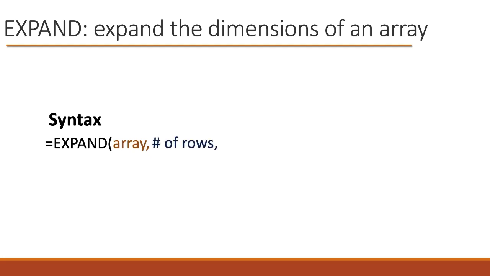Second argument is the number of rows, and that means how many rows do we want to end up with, not how many new ones we want. Comma. The remaining 2 arguments are optional. That's why they're in brackets. So the third argument is number of columns. And it's optional just the same way the number of rows is. It's not how many columns you have, but how many columns you want to end up with.